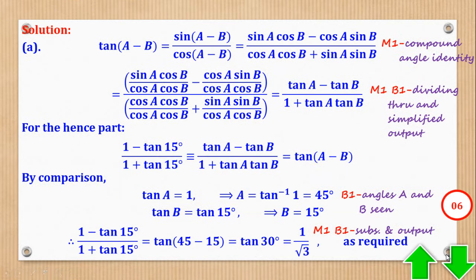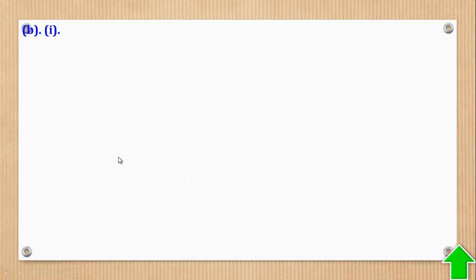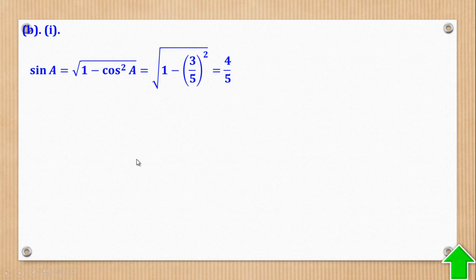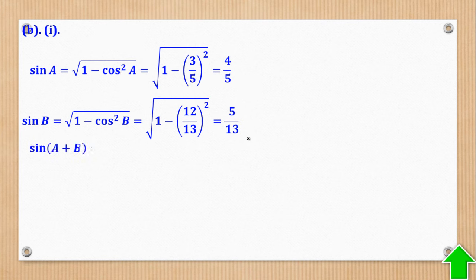So remember that tan is sine over cos. So in the question we are given cos, so we also need to get sine. So sine A, this is Pythagoras theorem, the square root of 1 minus cos squared A. So substitute for cos squared A to give you this. Same applies to sine B, you'll come up with this. These identities are available in your logbook.